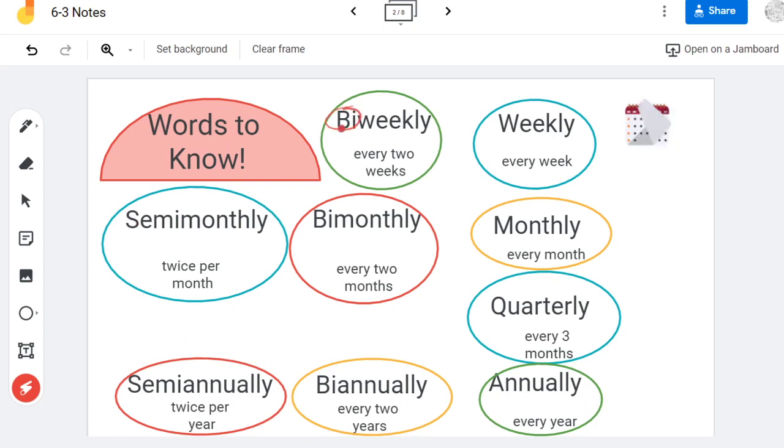So understand that the prefix bi means every 2 of whatever that unit is. So bi-weekly is every 2 weeks. Bi-monthly is every 2 months. Biannually, every 2 years.